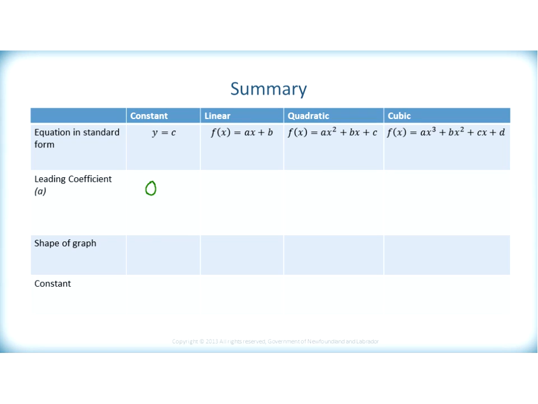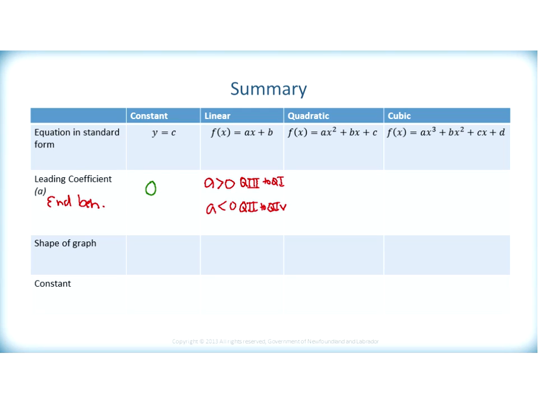For a linear function, the leading coefficient, of course, tells us the end behavior. And for a linear function, if a is greater than 0, then we go from quadrant 3 to quadrant 1. If a is less than 0, we go from quadrant 2 to quadrant 4.